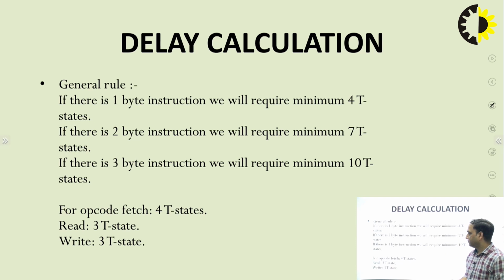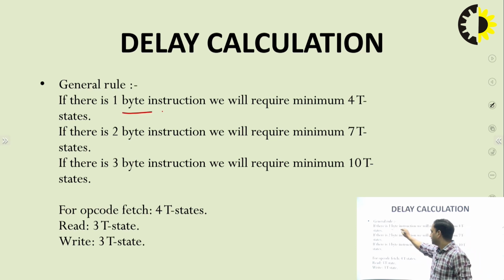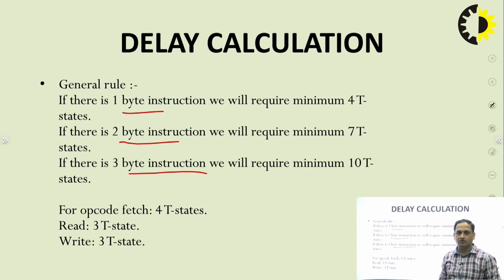So what is the general rule to find out how many T states are required for instructions? As we are aware, in the 8085 we have 1 byte instructions, 2 byte instructions, and 3 byte instructions. This is the classification of instructions in the 8085. A 1 byte instruction requires 4 T states, which is for the opcode fetch. A 2 byte instruction requires a minimum of 7 T states.